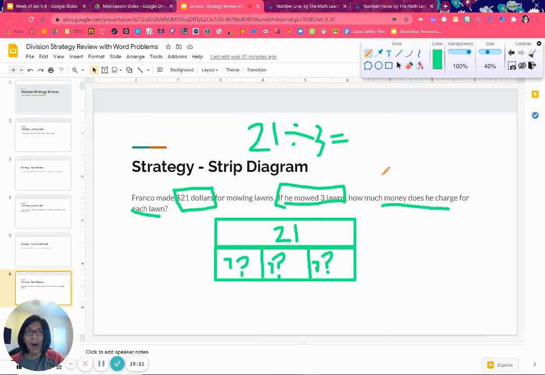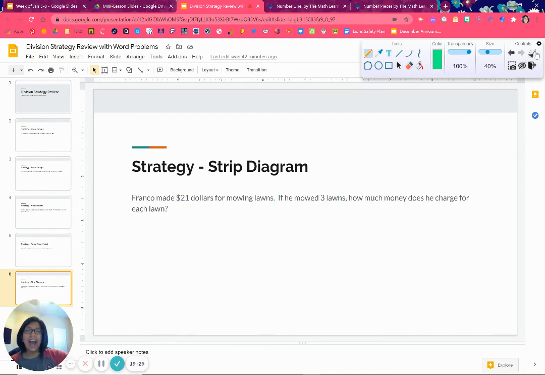All right, so those were all our strategies that we have learned for division. I hope you remember that. If there's something you need to repeat, go ahead, rewind, and look at it again. Make sure you do your exit ticket, students. I will see y'all later.